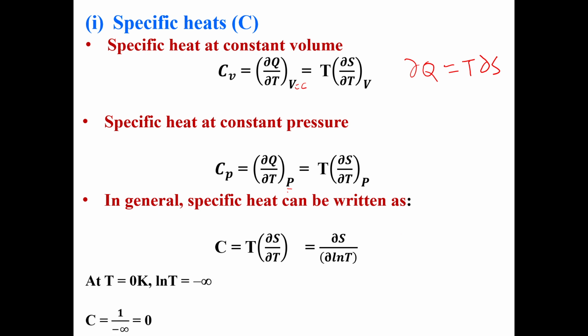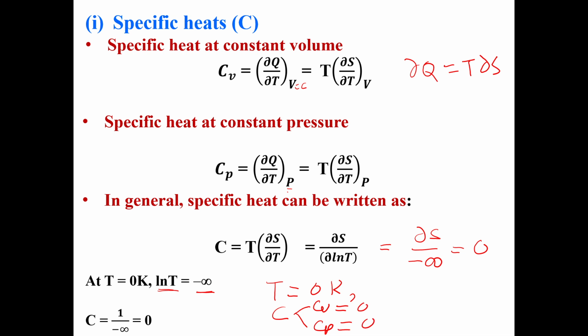Now, at 0 Kelvin, this log term becomes minus infinity. So we are left with C equal to 0. So at 0 Kelvin, specific heat, whether it is Cv or Cp, is also 0.